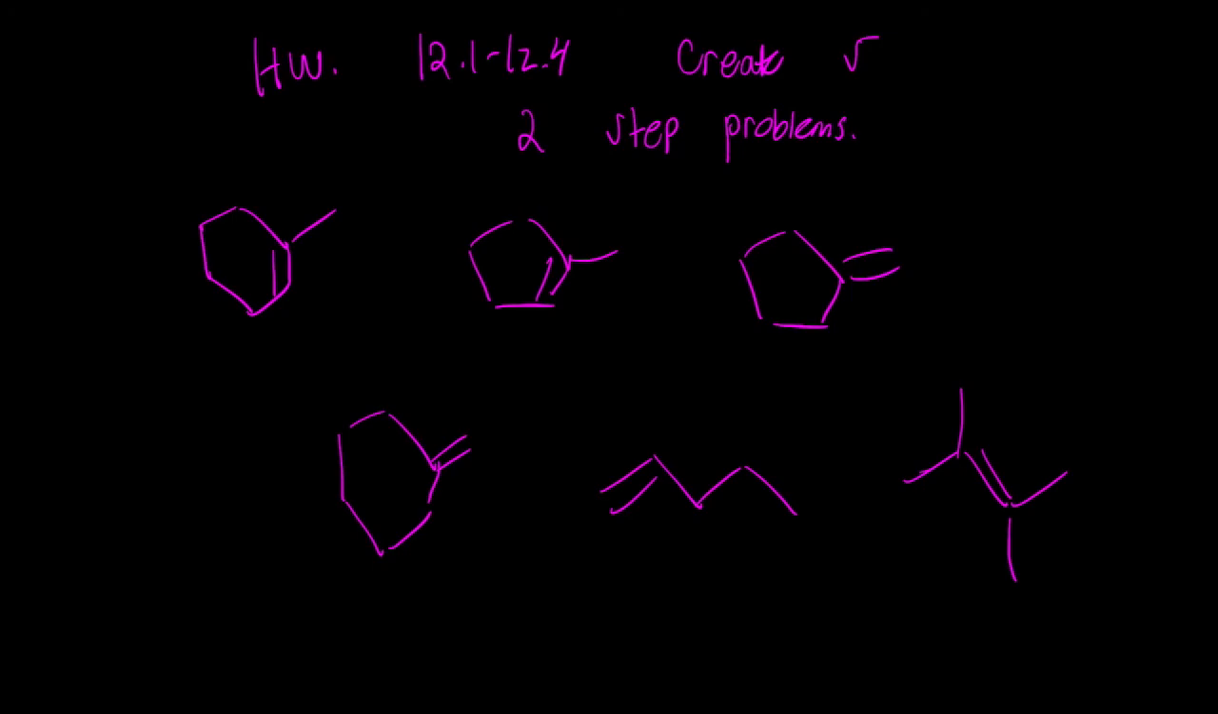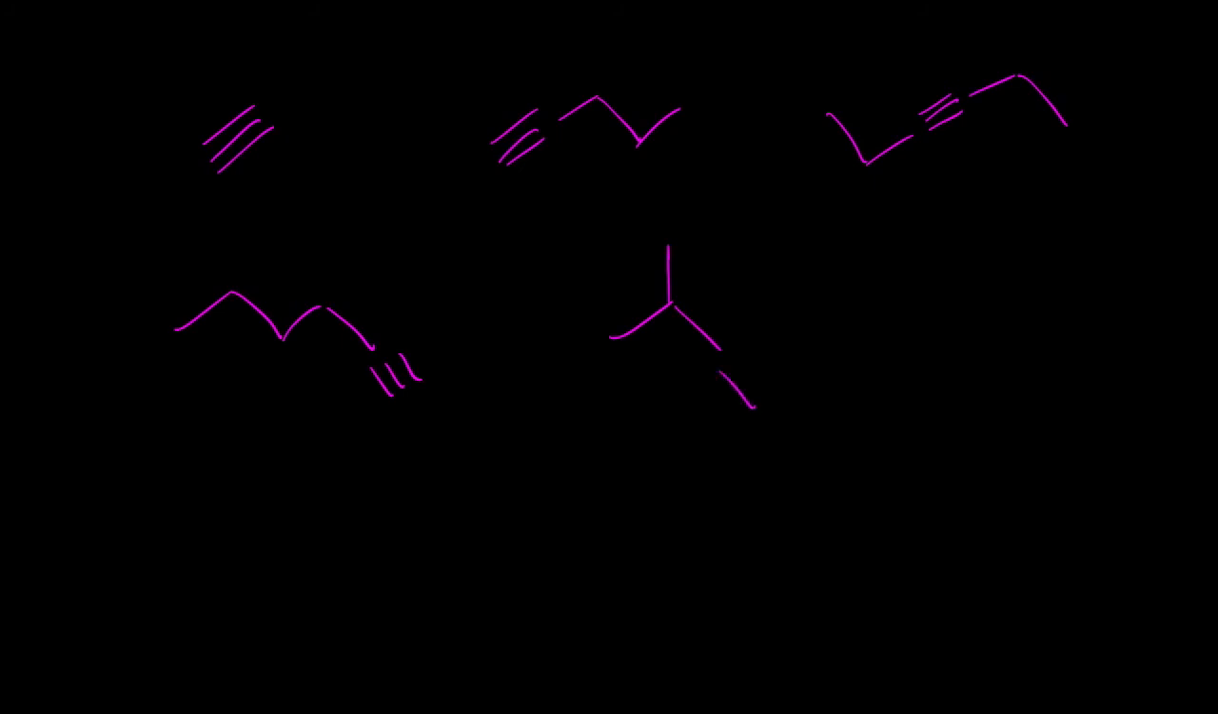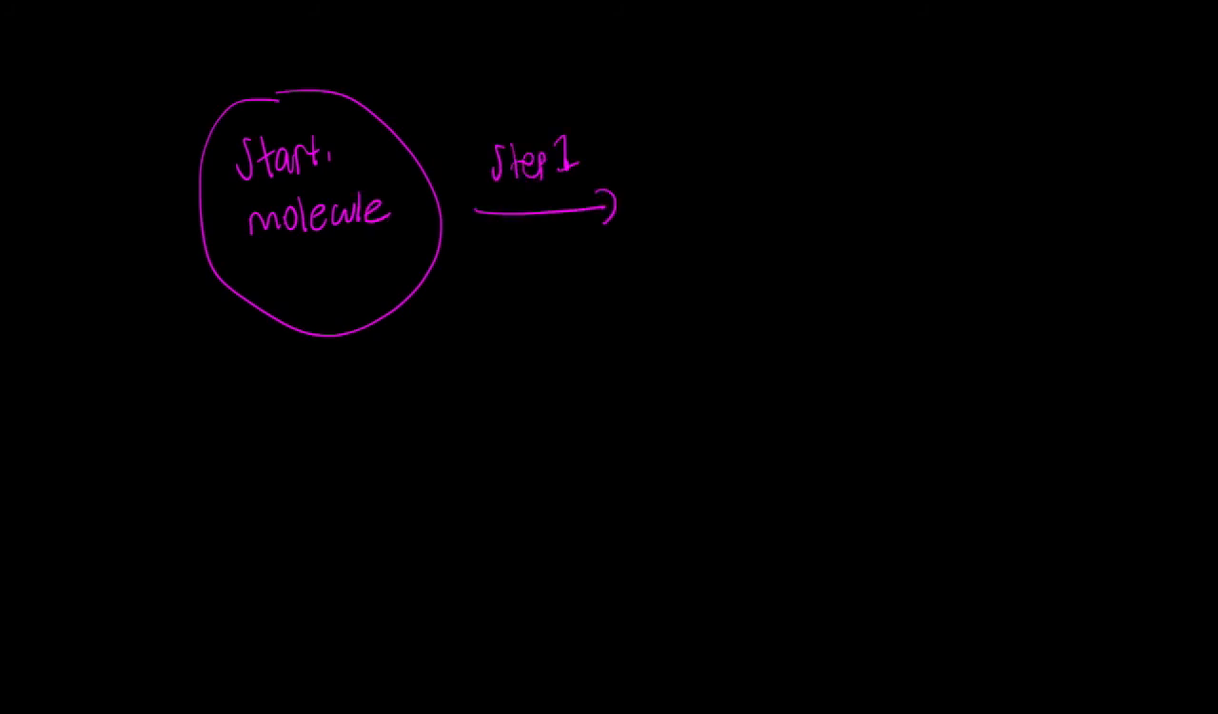Yeah. Or start with a random alkyne. All right. Do 2 steps. So take your starting molecule. Okay. Do step 1. Get something else. Do step 2. Get your target molecule. Okay. That would be problem 1.